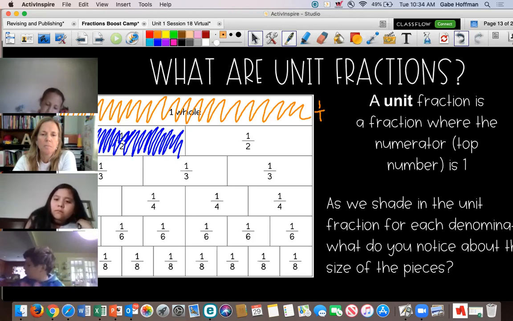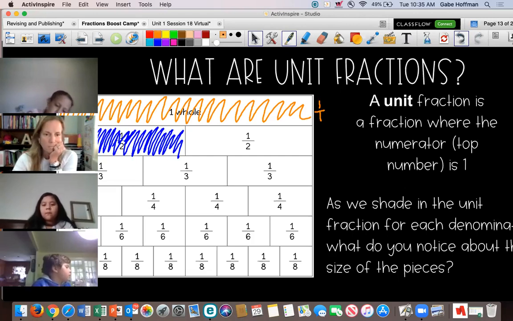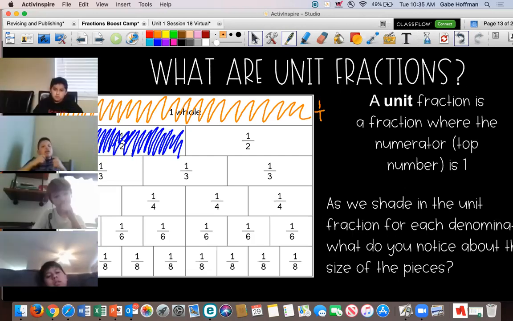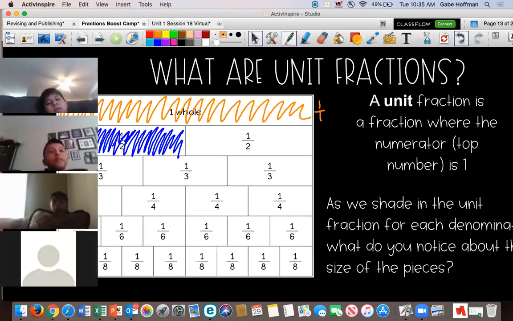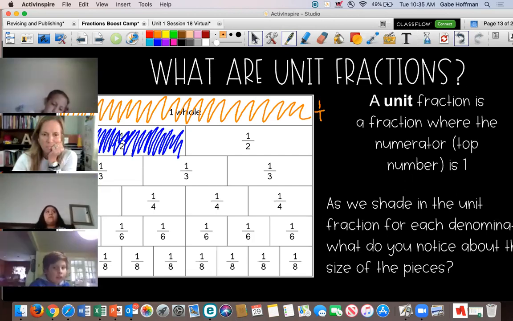It says a unit fraction is a fraction where the numerator on top is the number that represents the number of pieces that are shaded in, or what each individual piece in the fraction is. The number on the bottom, anybody remember what that one is called? Starts with the letter D. We have the numerator and the something else. Denominator? Denominator, thank you. I don't know who that was. Was that Cynthia? The denominator represents the number of total pieces across the whole fraction.